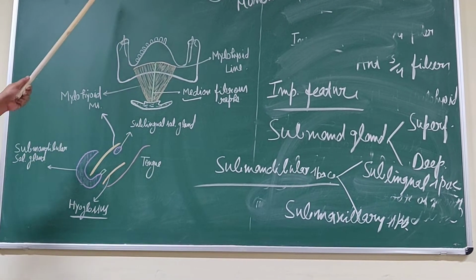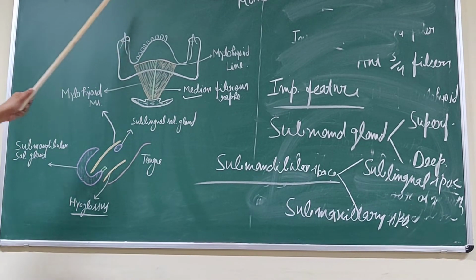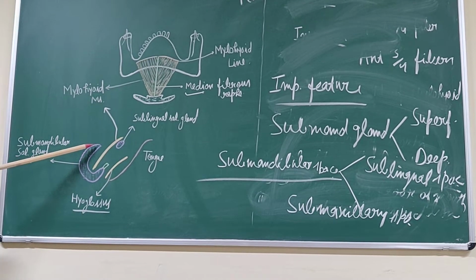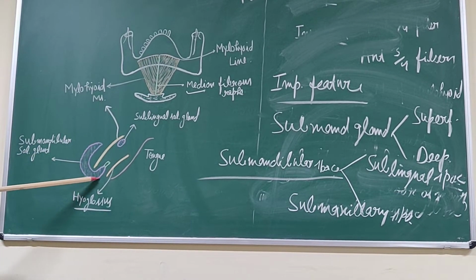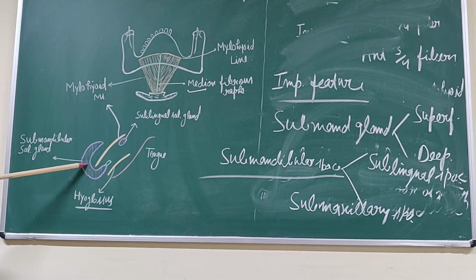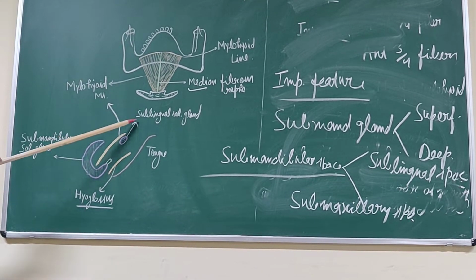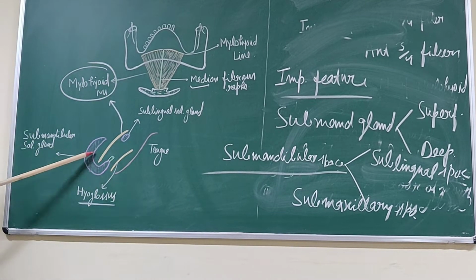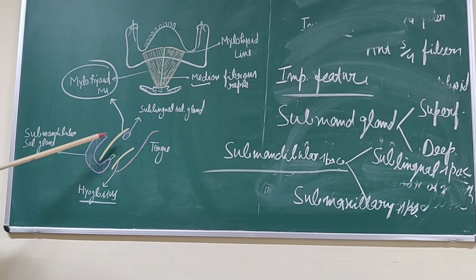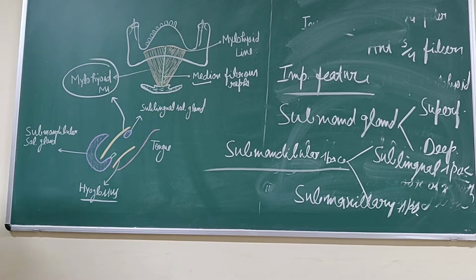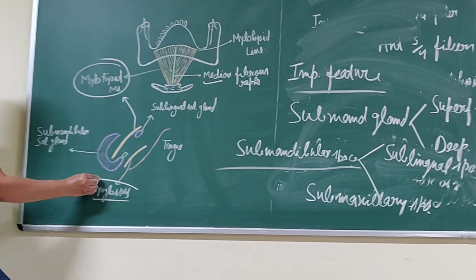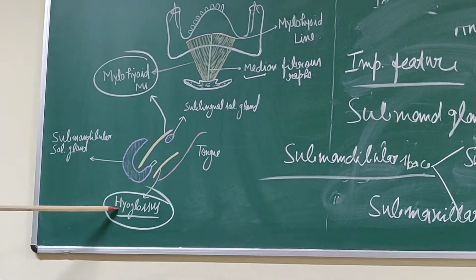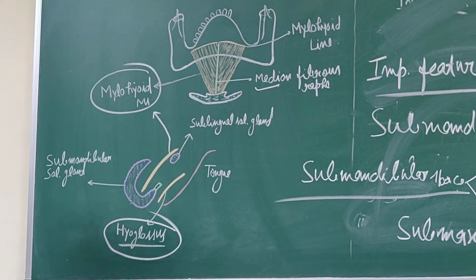So this is the important feature of the mylohyoid muscles. It divides the submandibular gland into two parts and gives it a J shape. These two parts are continuous with each other along the posterior border of the mylohyoid muscles. Deep to the mylohyoid muscles, there is a muscle of the tongue, the hyoglossus. We will see it in the relations of the submandibular region.